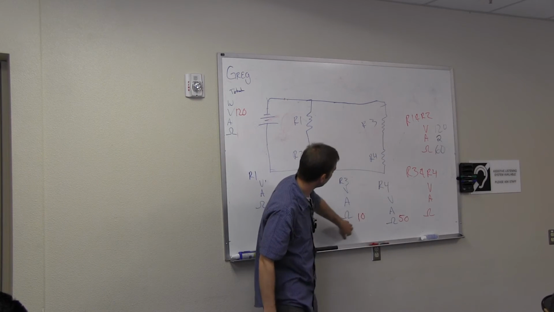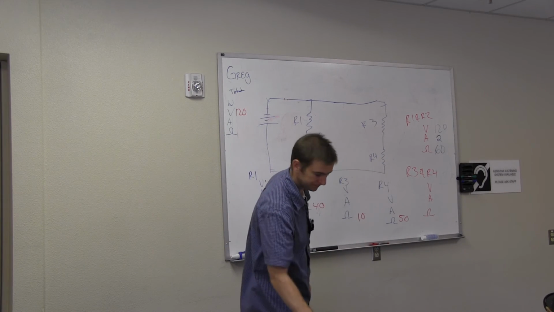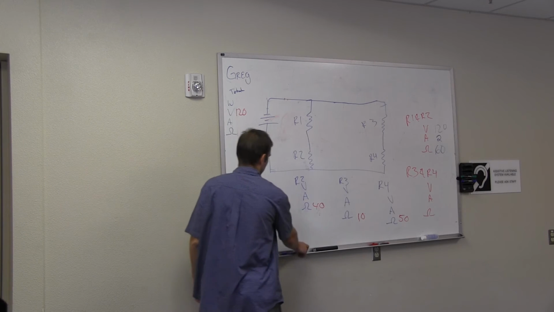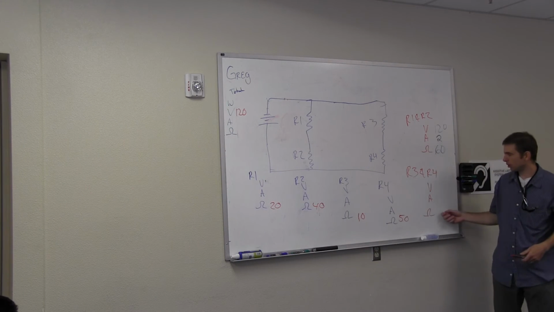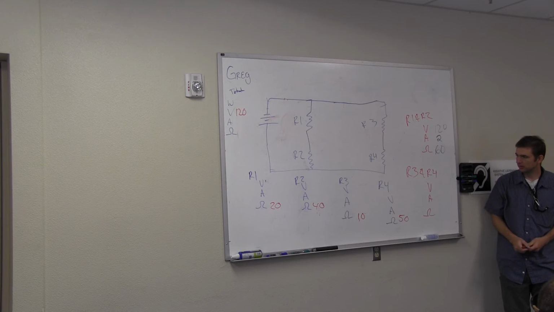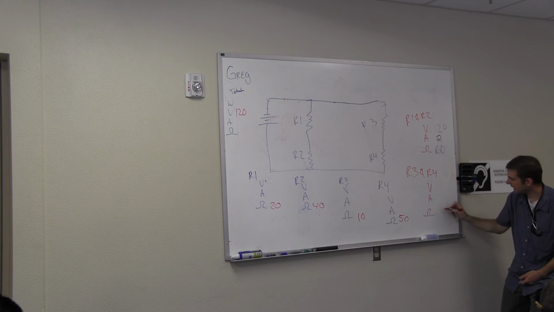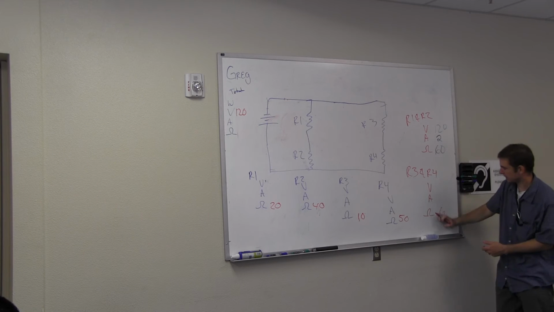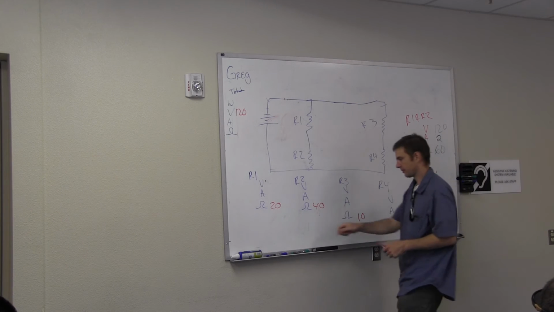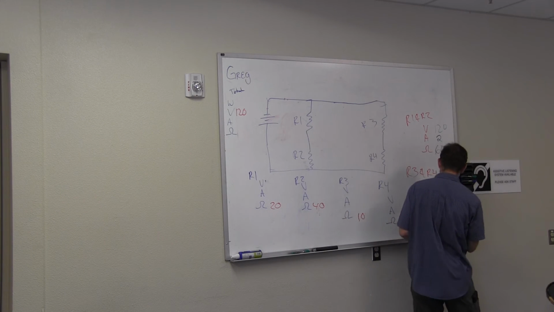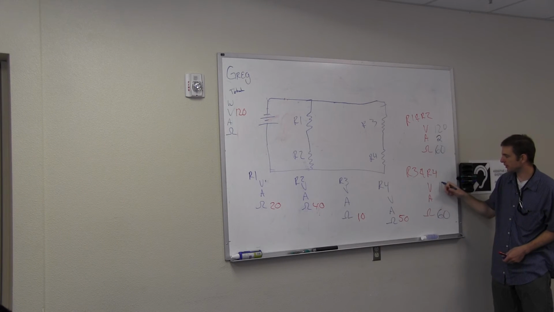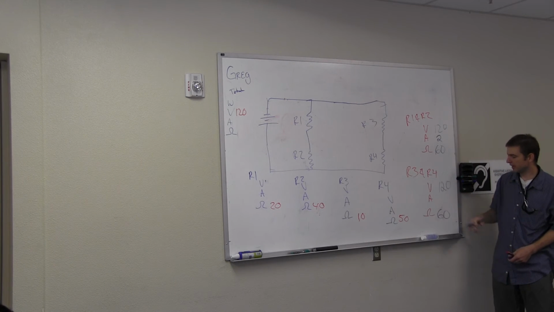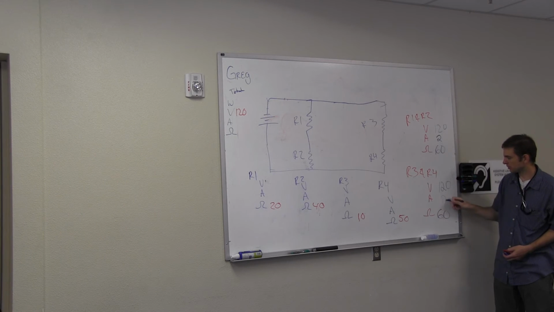We're going to do the same thing for R3 and R4. So let's do that. Alright, so what's our total ohms for R3 and R4? We have 10 plus 50, that's 60. What's our voltage? It's still 120 volts. What is our ampacity? 2.